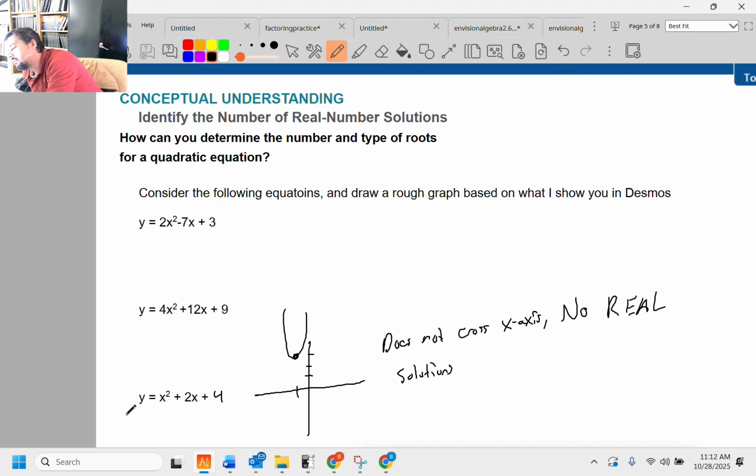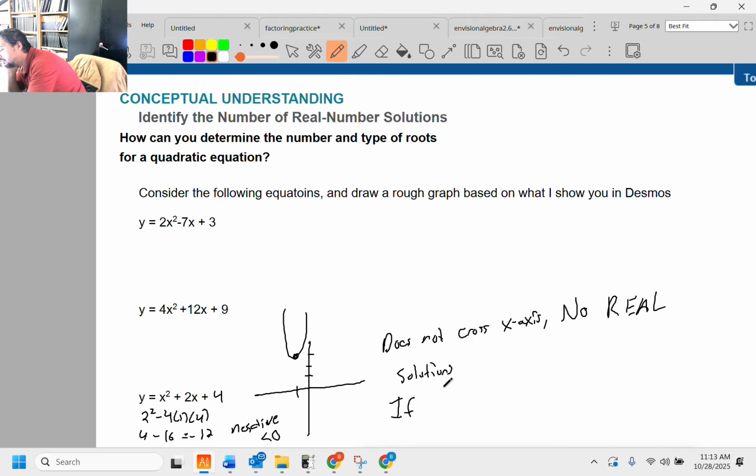Again, let's take a look at b squared minus 4ac. 2 squared minus 4 times a, which is 1, times c, which is 4. This is 4 minus 16, which is -12. And that's the big deal. It's negative. And if you're negative, you are less than 0. So, if b squared minus 4ac is less than 0, there are two non-real solutions. Having fun yet?